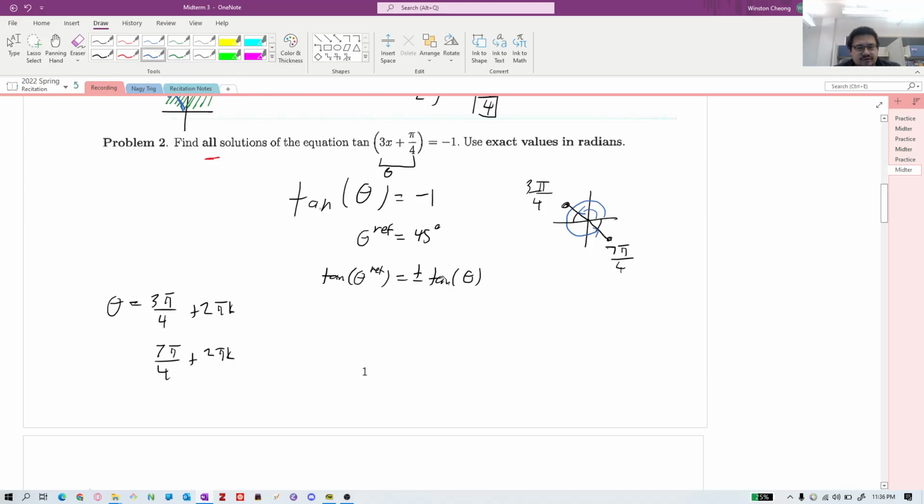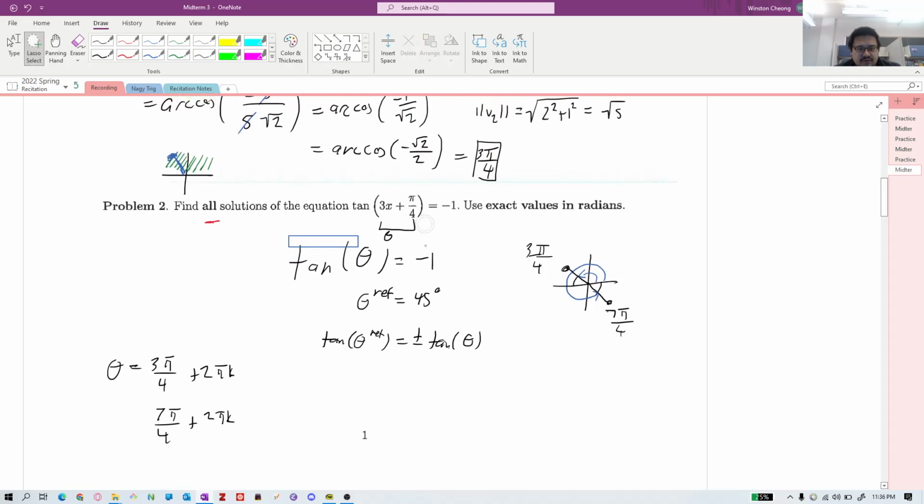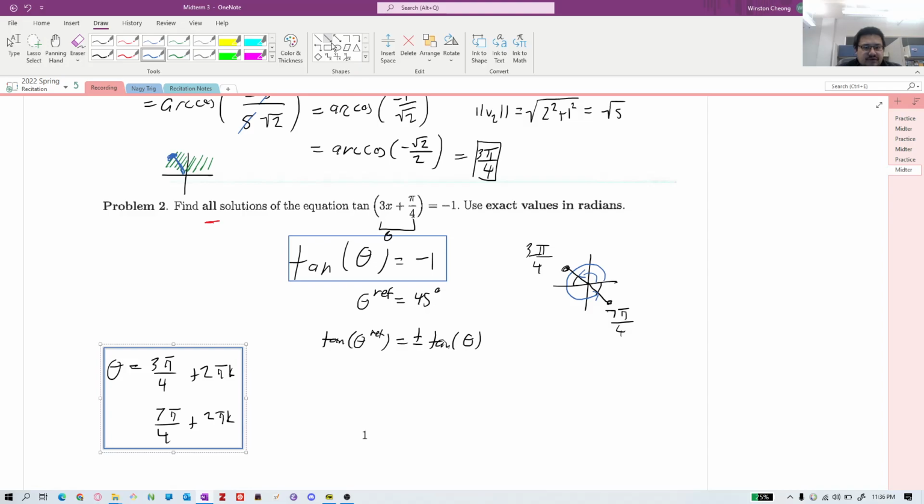Maybe I'll box it. So these are solutions to that, right? Maybe I'll point to it. So that solves that, but that's not the original problem. The original problem has the theta actually be this quantity, 3x plus pi over 4.